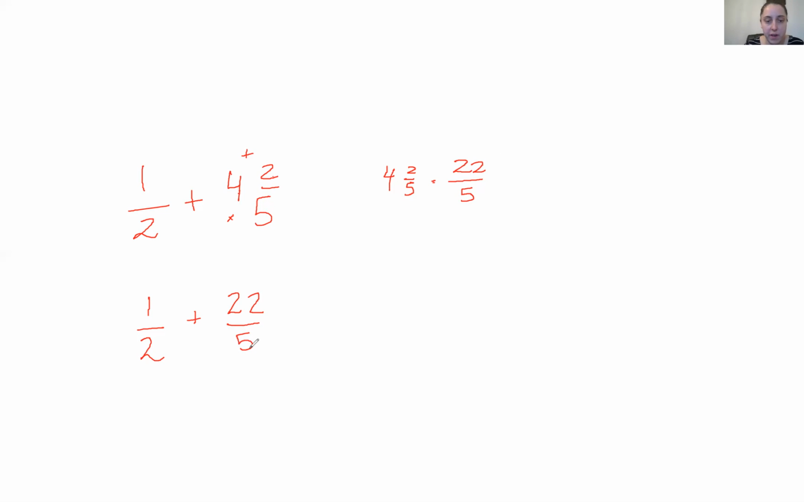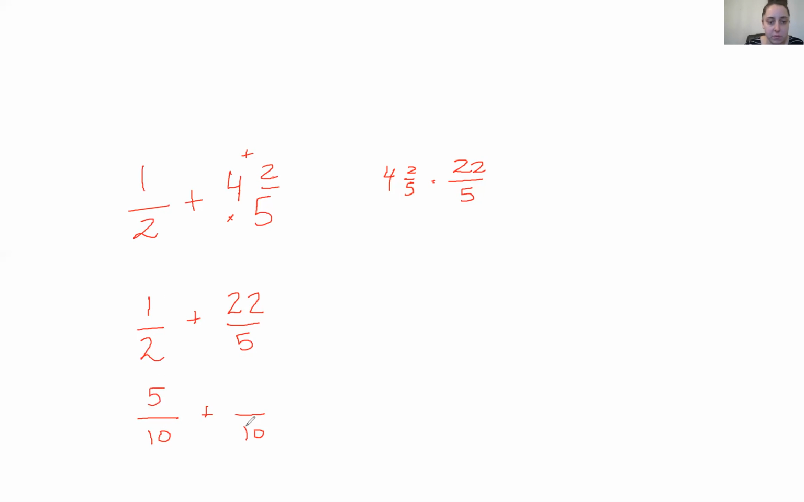So we have a 2 and a 5. We need to find the lowest common multiple. So 2, 4, 6, 8, 10, 5, 10. So we're going to use 10. So I'll put 10 on the bottom here for both. Okay, so how many 2's go in 10? There's 5. So 5 times 1 is 5.